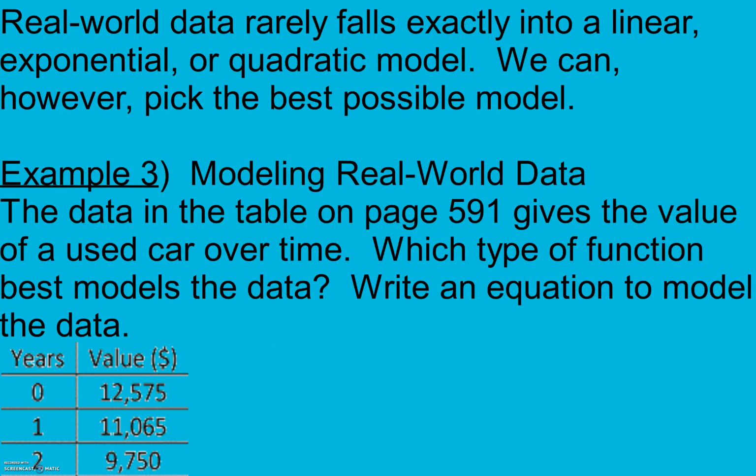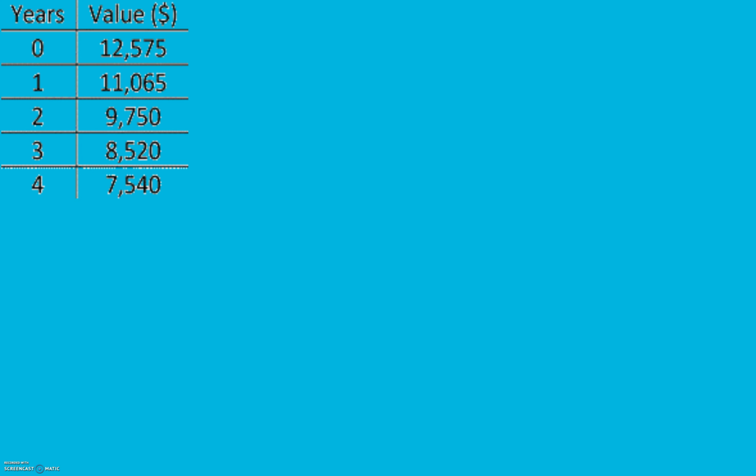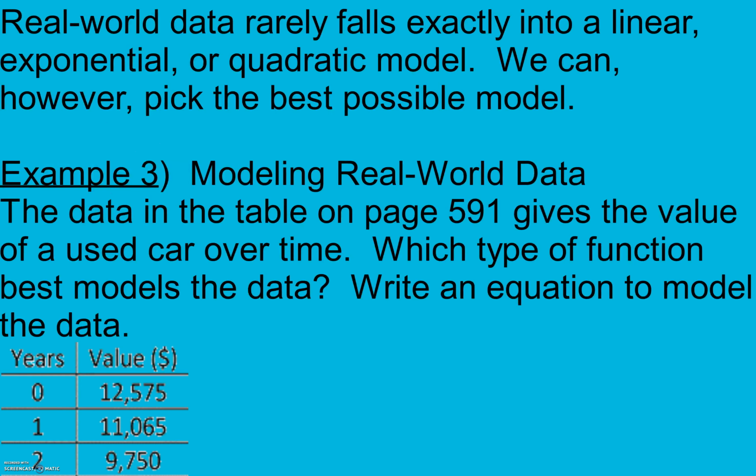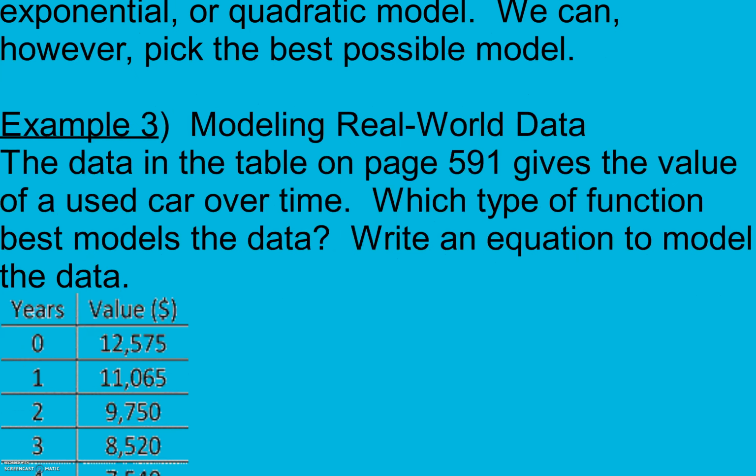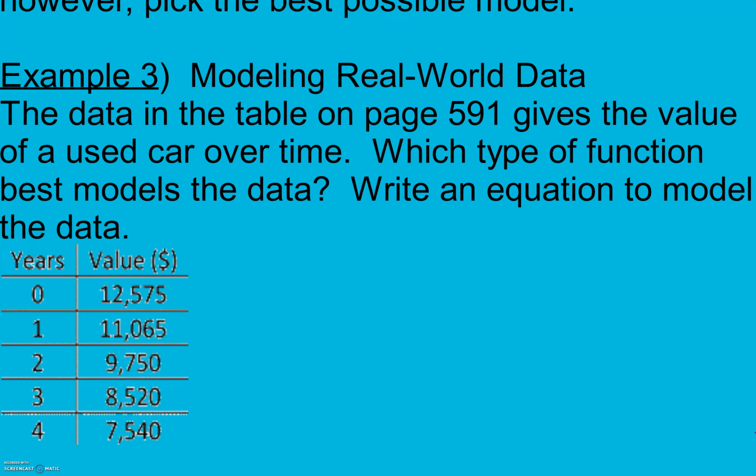Real-world data rarely falls exactly into a linear, exponential, or quadratic model. So what we're going to do, however, is pick the best possible model. So the data in the table on page 591 gives the value of a used car over time. What type of function best models the data? And then we're going to write an equation to model the data. So if we look here at our data, we're going to have to figure out the change between these.